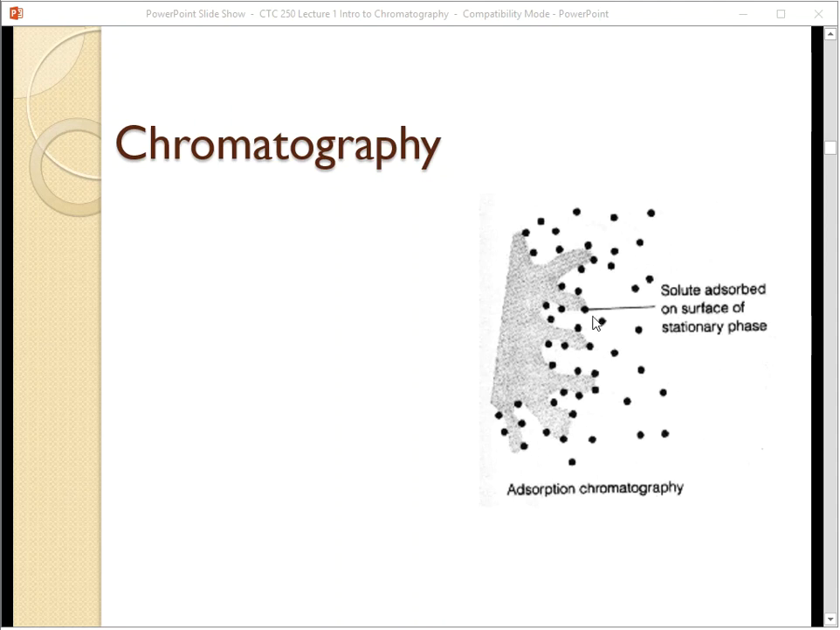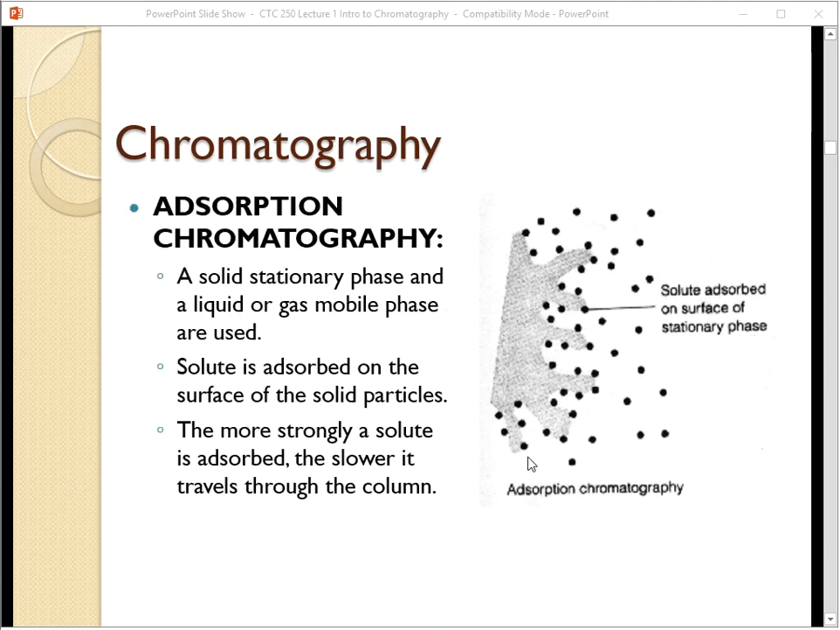So what they're basically showing is that these little black dots are just sticking to the surface. That's all that they're doing, and then they're going to get dislodged, and they're going to be kicked off again to another part of the stationary phase. But that's why it says the solute is adsorbed on the surface of the stationary phase. And that's what we call adsorption chromatography.